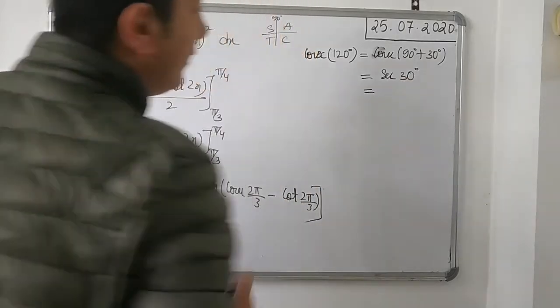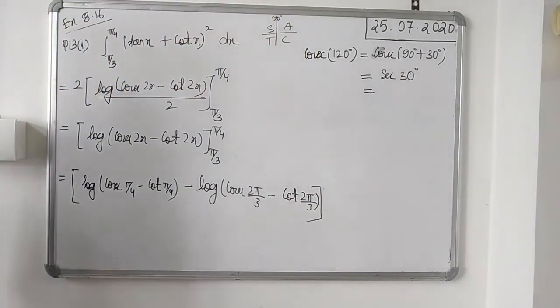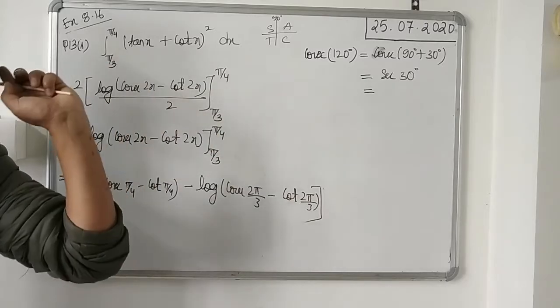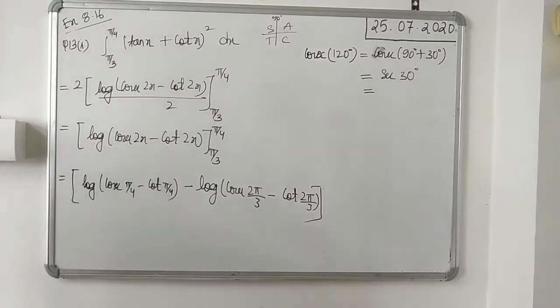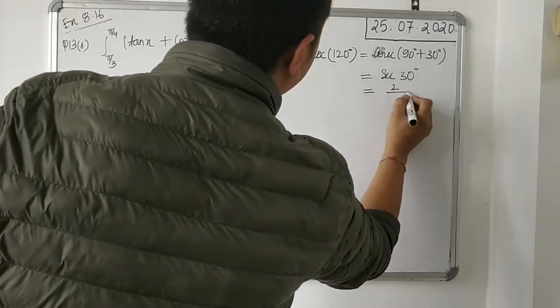So what is the value for sec 30? Sec 30 is the opposite of cos 30. What is cos 30? Cos 30 is root over 3 by 2. So this will be 2 by root over 3.